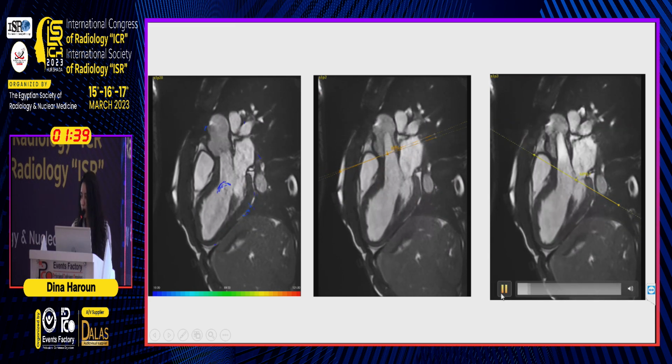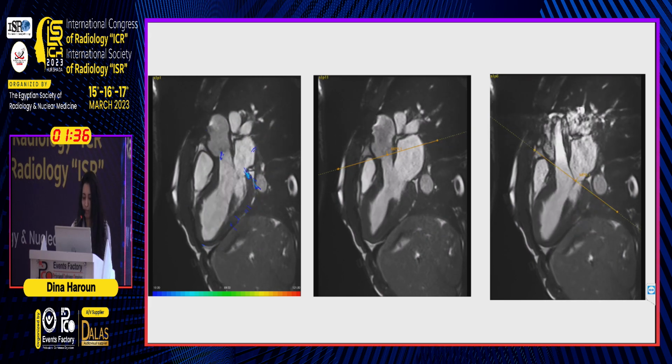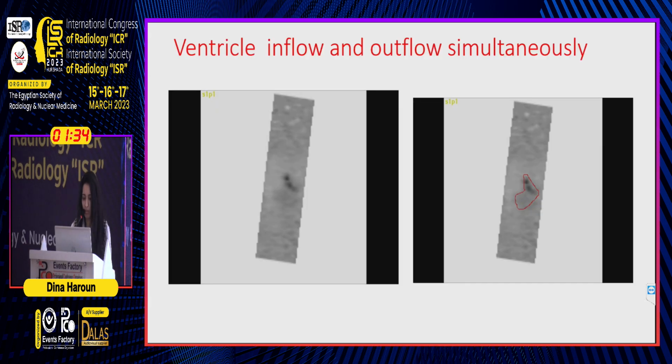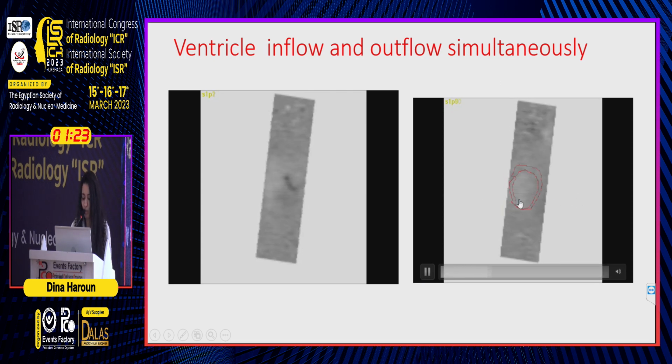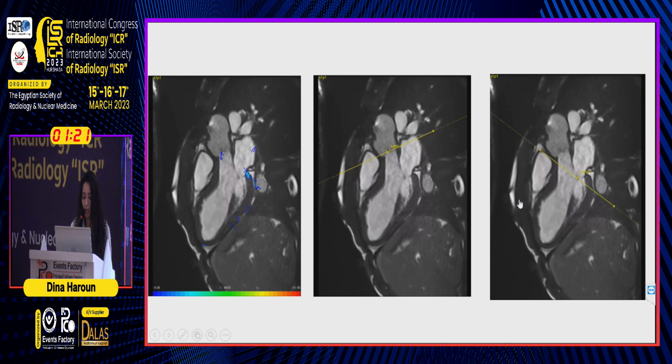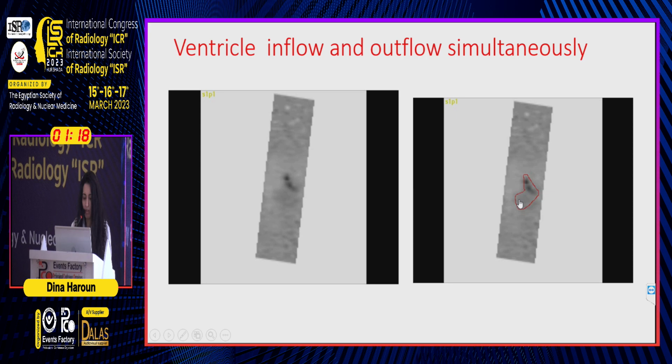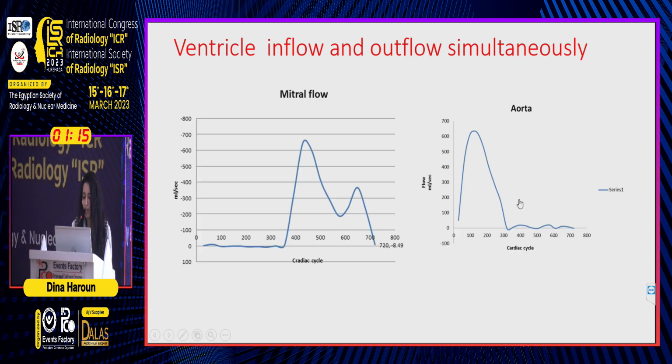And this is another difference between the 2D flow and the 4D flow. Those are the flow images and how we do post-processing. Those are the CMR images we use. This is the interpretation by the graphical representation of the flow across the mitral valve and across the aorta. This is very similar to the graphical representation of the 2D flow. This is the inflow. This is the outflow.